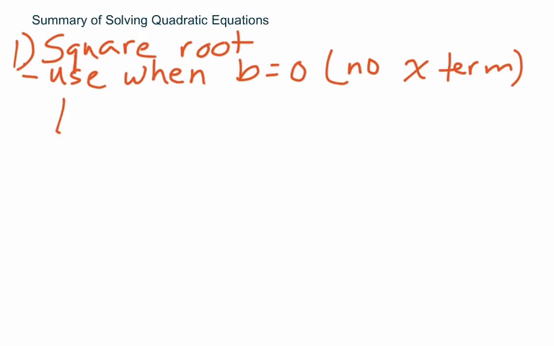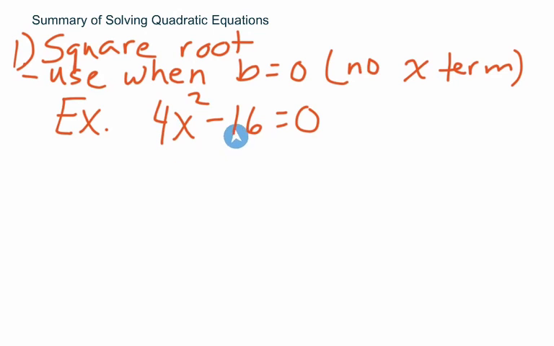Here's an example of a problem that would be good to solve using the square root strategy. If you had 4x squared minus 16 equals 0. Notice that it is a quadratic because you have the x squared and not any exponent higher. And then you have the constant term, the minus 16, but you're missing the b term. You're missing that x term. So where we would normally think of it as ax squared plus bx plus c, this one is only showing the ax squared and the c, but no x term.